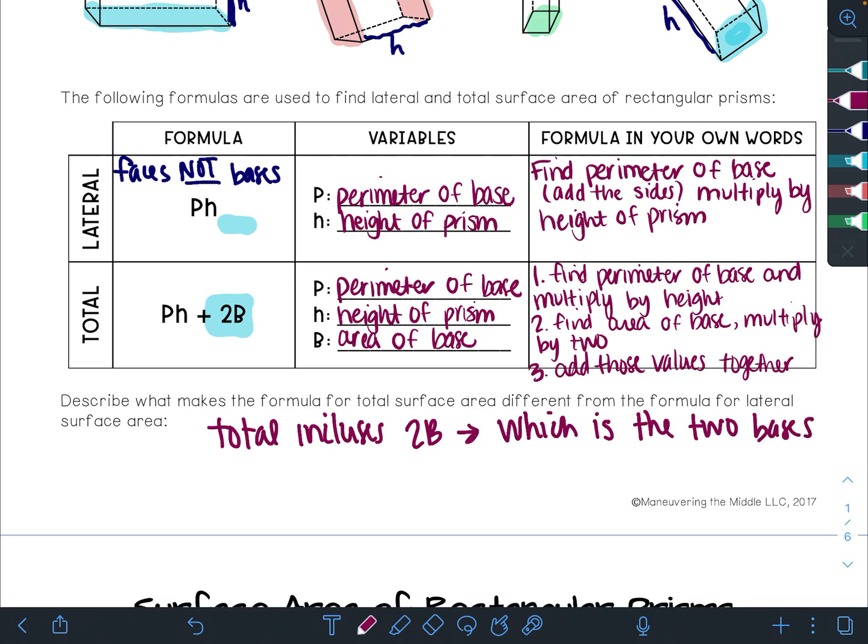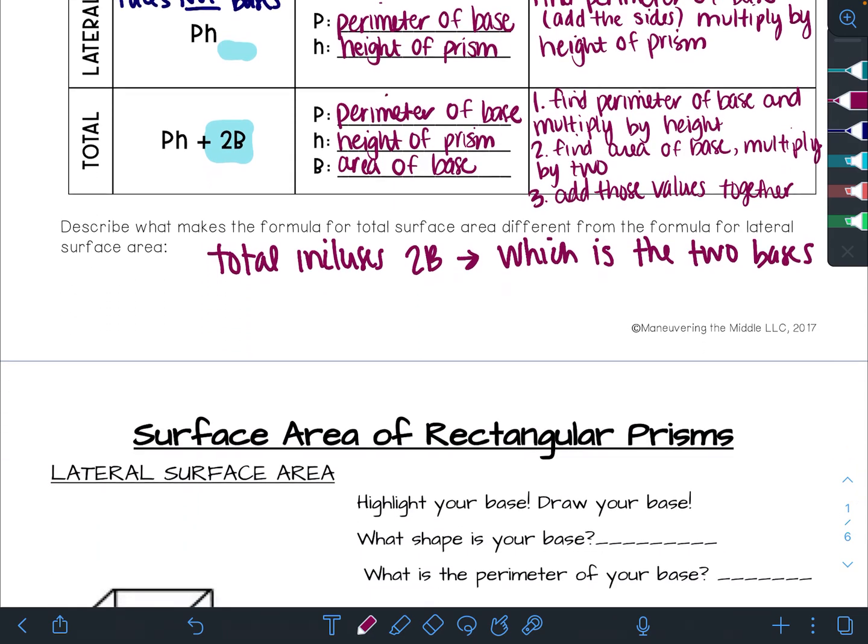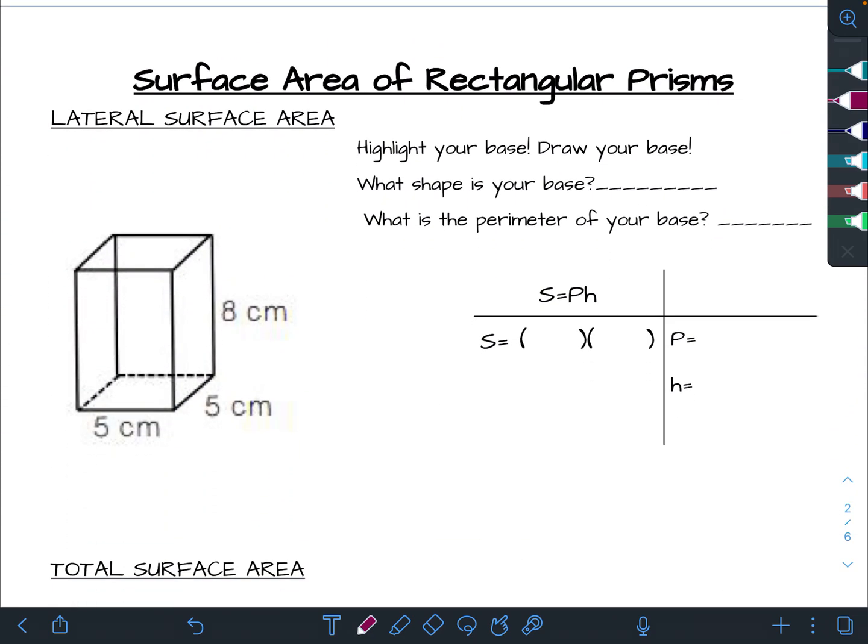And whenever we find lateral surface area, we aren't including our bases. When we're finding total surface area, we do include those bases. So the biggest thing on this is that you are going to highlight the base that you're going to be working with. That's one of the most important things, is identifying your base.